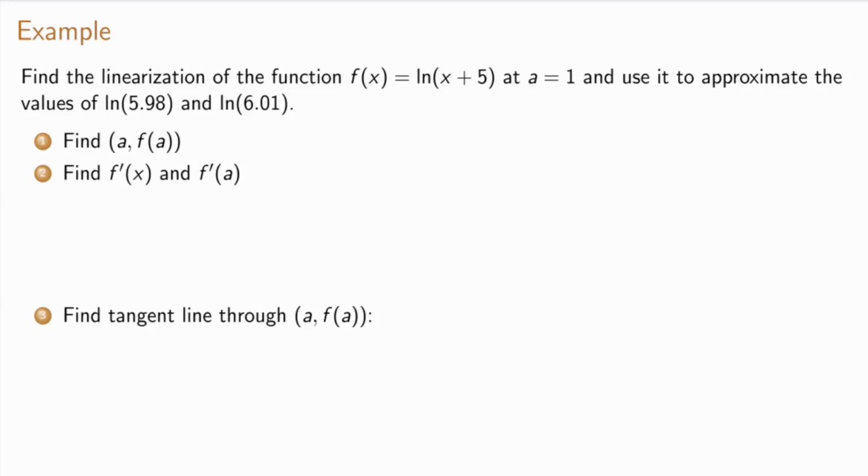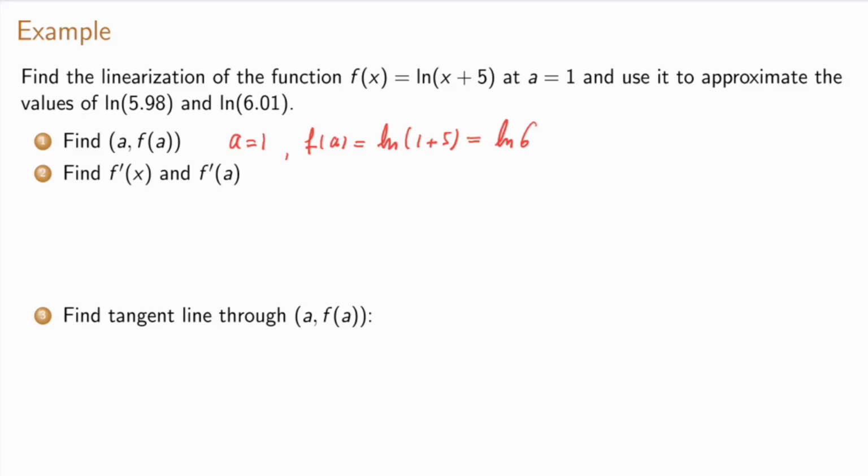So we try to find the linearization of the function f of x equals ln of x plus 5 at a equal to 1. And then we want to use it to approximate the values for ln of 5.98 and ln of 6.01. So let's just follow the steps which were outlined before. Find a and f of a. A is 1, as given in the problem. F of a is ln of 1 plus 5, which is ln 6.